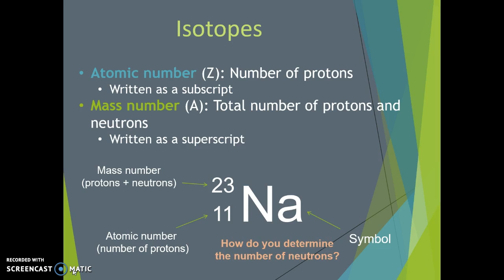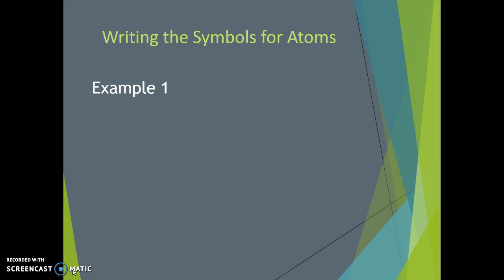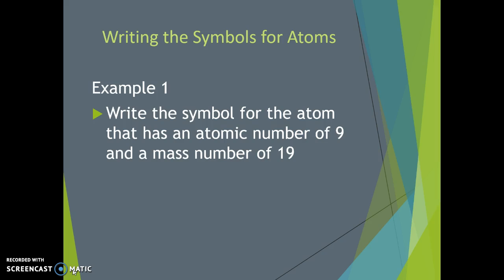So how do we determine the number of neutrons then? We must subtract the atomic number from the mass number to give us the number of neutrons. Let's look at an example. We're asked to write the symbol for an atom that has an atomic number of 9 and a mass number of 19.